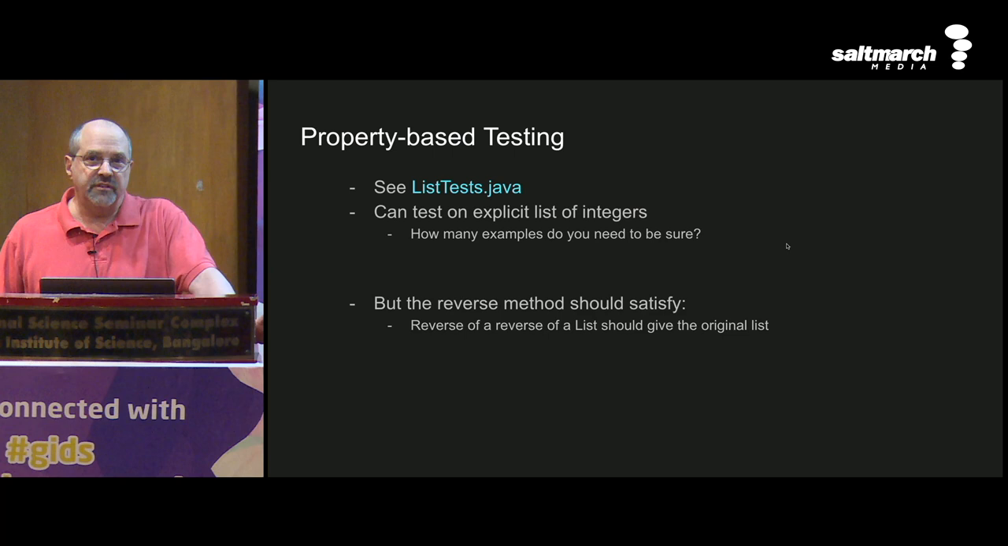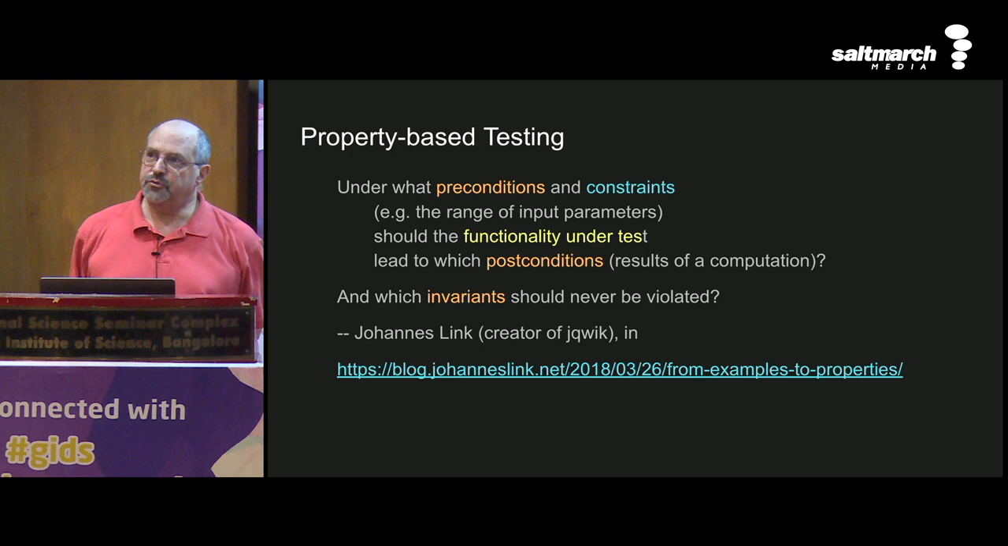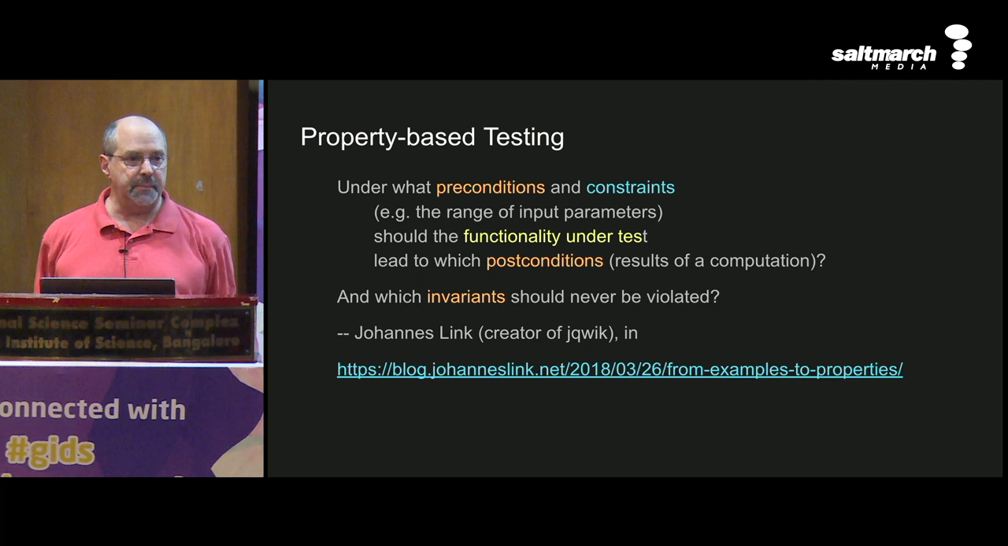You can test on explicit lists of integers, but the reverse method should satisfy this property. The reverse of the reverse of a list should return the original list. So this is functioning under what we call preconditions and postconditions, or what we used to call programming by contract. Programming by contract has been around for decades, but it never really caught on in the Java world.